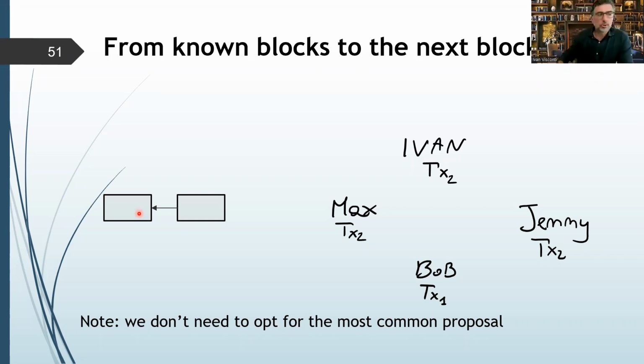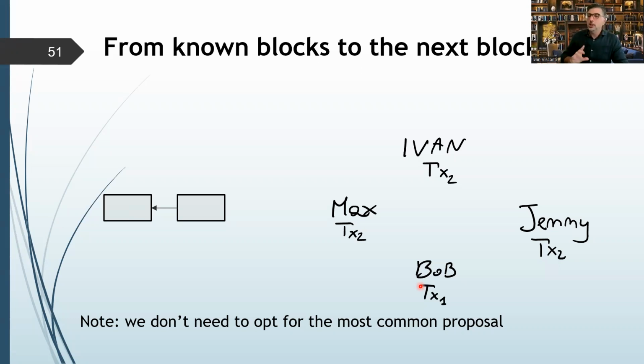So in this example, you see 4 players, and apparently the input of Ivan, Max, and Jenny is the same. It's a set of transactions that is called transaction 2, while Bob has a different input, because from the network he has seen different transactions. He would like to propose transaction 1. So one important observation of Nakamoto is that, even if you are in this situation, don't think that they should now start to vote and decide that there is more support for transaction 2, and therefore transaction 2 should be there. The main important thing is that we reach agreement.